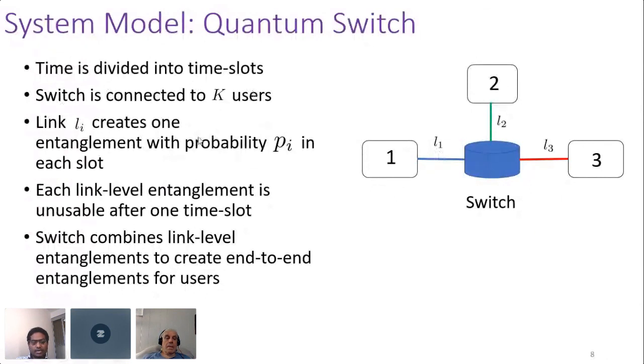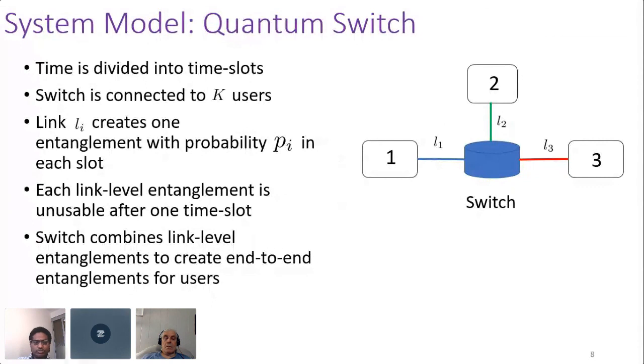Now, across each link Li, in every slot, we will create one primary entanglement with probability pi. And with probability 1 minus pi, we will not have any primary entanglement. So this is the simplest model. And each link-level entanglement, also called primary entanglement, has a decoherence time such that it cannot be used after one time slot. That is, if a primary entanglement is created in time slot L, it must be used in the same time slot to create an end-to-end entanglement.